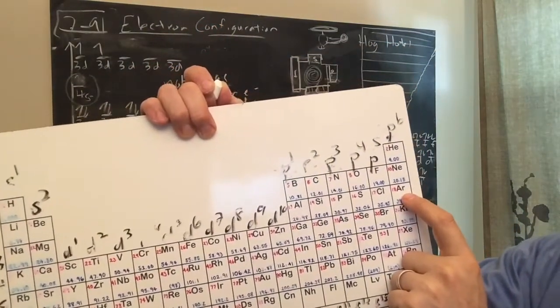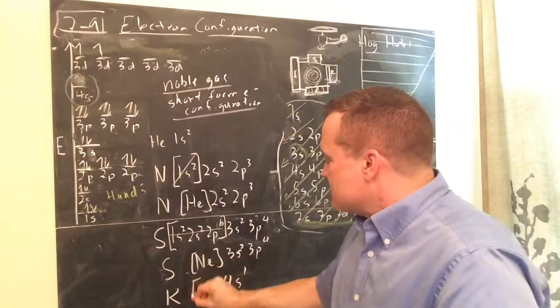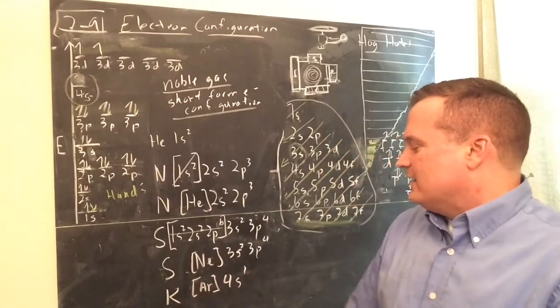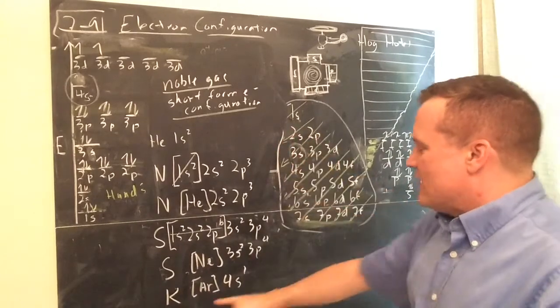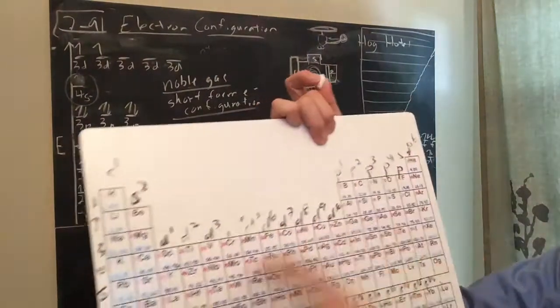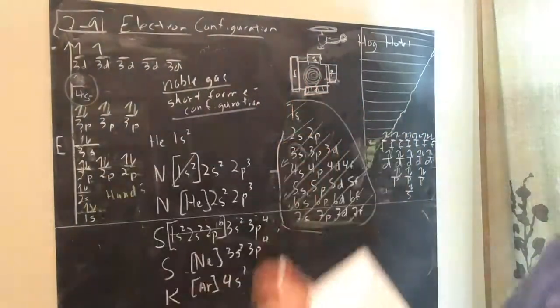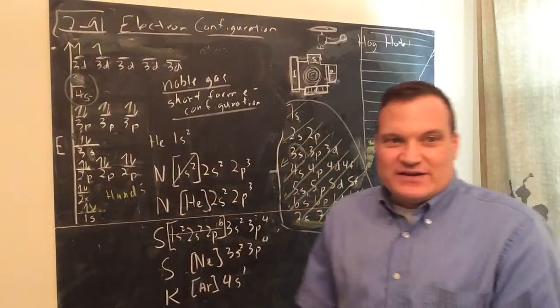Argon stands for everything all the way up to 3p6. So in other words, I don't have to write anything but argon. Argon stands for 1s2, 2s2, 2p6, 3s2, 3p6. All of that, the 3p6, and then you add on to argon 4s1. And then you get potassium. So that is what I mean by the short form electron configuration.